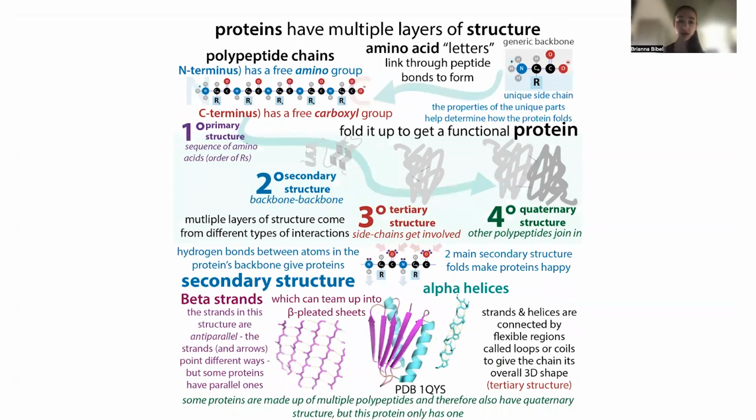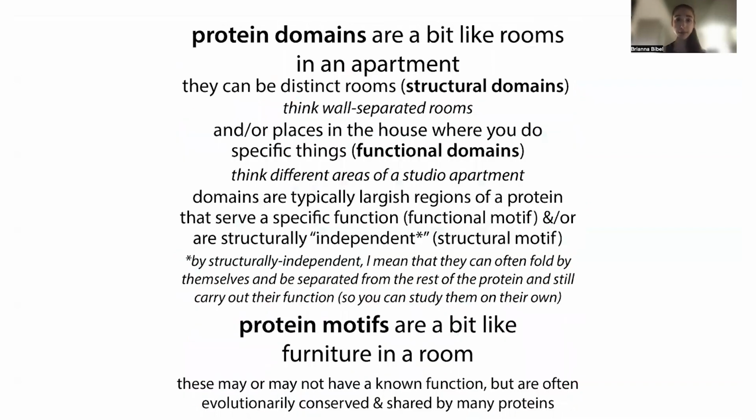So those are the levels of protein structure. We've got the primary structure, which is just a sequence of amino acids. The secondary structure, which is backbone-backbone interactions. Tertiary structure, where the side chains start getting involved directly. Remember, they're just indirectly contributing here. And then the quaternary structure, where you can have multiple chains involved. And all of these are going to lead to the characteristic, functional structures of proteins.